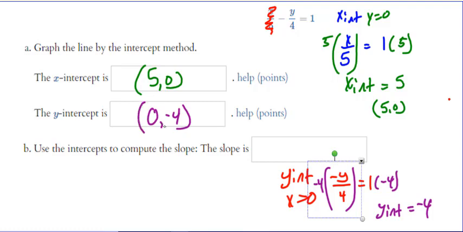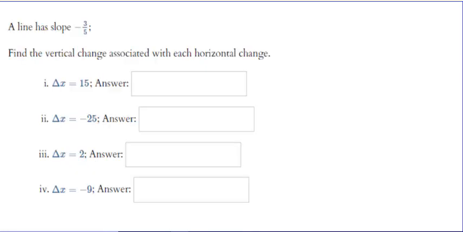Okay, and then just plot it, and you've got your change in x and change in y, right? And you find slope. All right. The line has a slope of negative 3/5. Find the vertical change associated with each horizontal change. So if you think about this, change in y over change in x equals change in y over change in x. This is the old one, right? This is the negative 3/5, right?